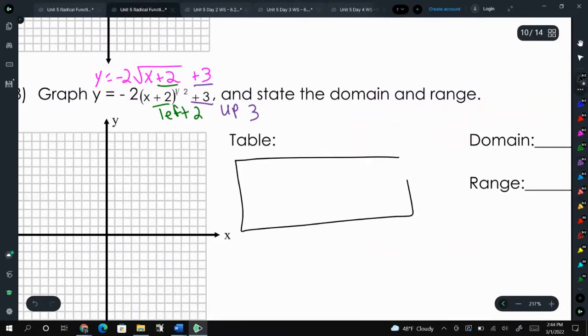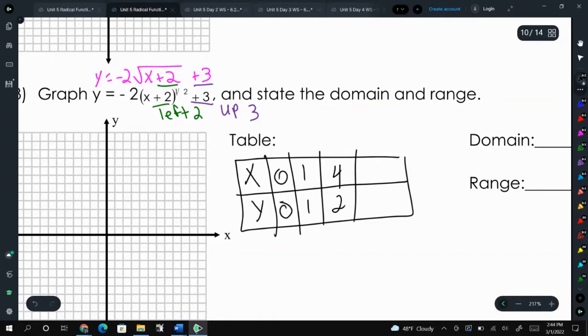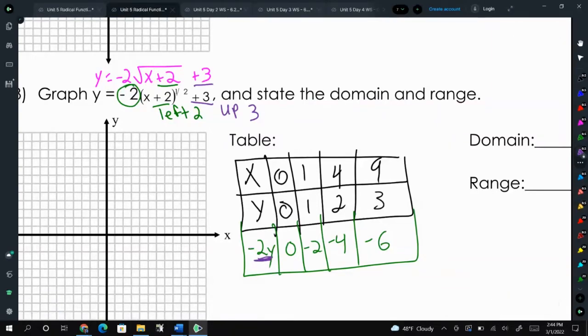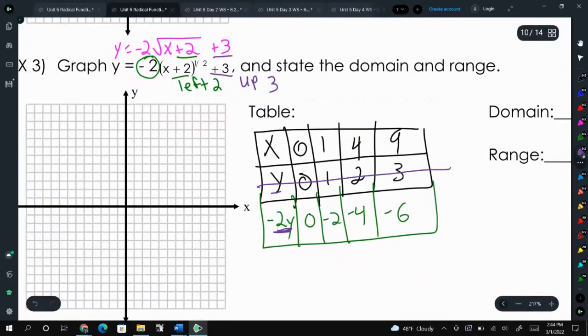An xy table, 0, 0, 1, 1, 4, 2, 9, 3. And we'll do that third row. -2y, again, because our a value is -2. So 0, -2, -4, -6. Because we're multiplying, the reason why we're writing -2y is you're taking the y values from above and multiplying them all by -2. So let's cross off this right here.